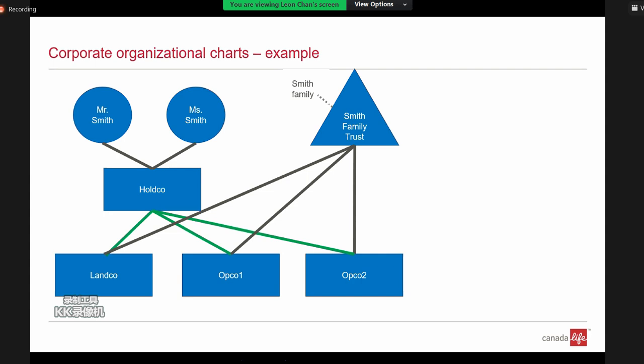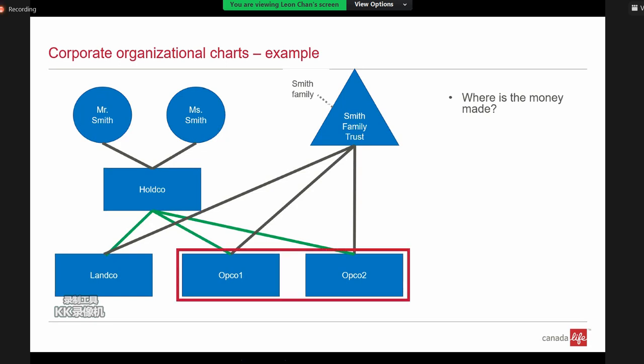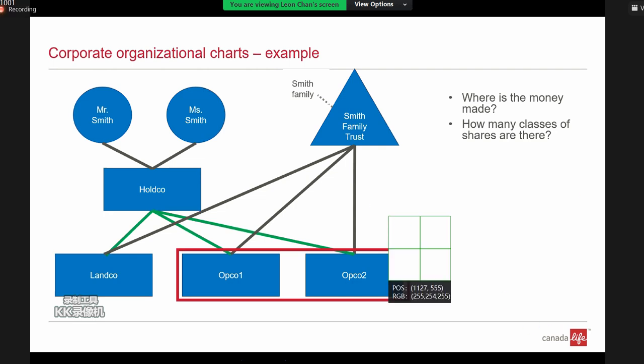In this scenario, there are two operating companies, and really, I think that's where the money is made. It's probably there, and they're most likely going to be pushing up income either to Holdco for income that they do not require to be paid out or used in the capital of that business, as well as potentially paying some out to a Smith Family Trust for distribution, right? How many classes of shares are there, right?